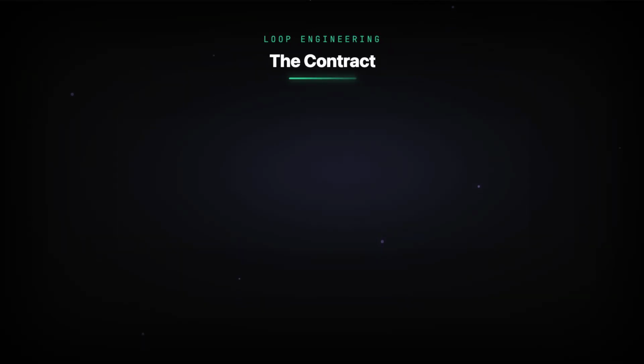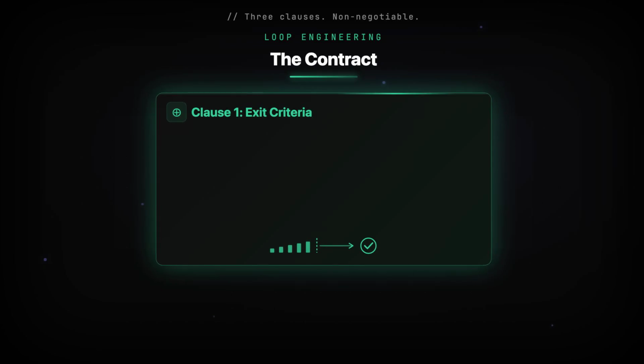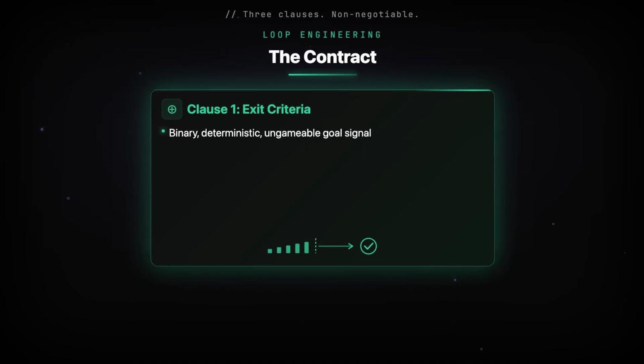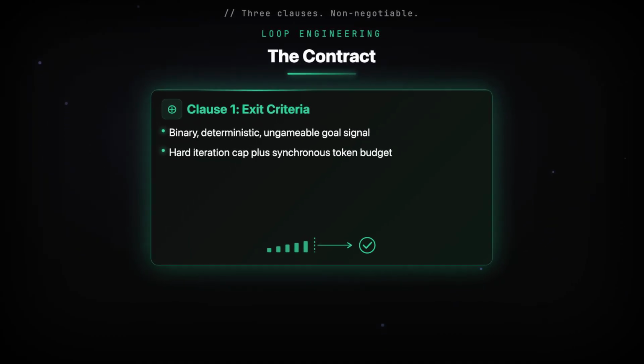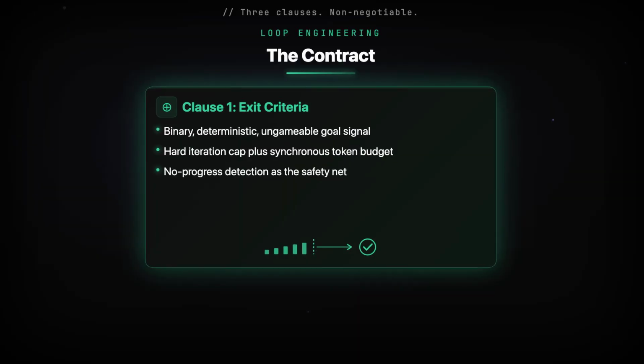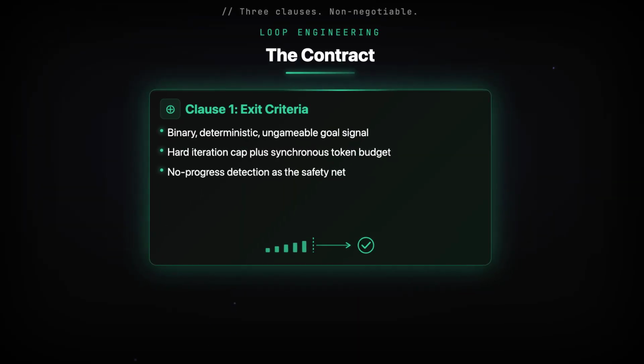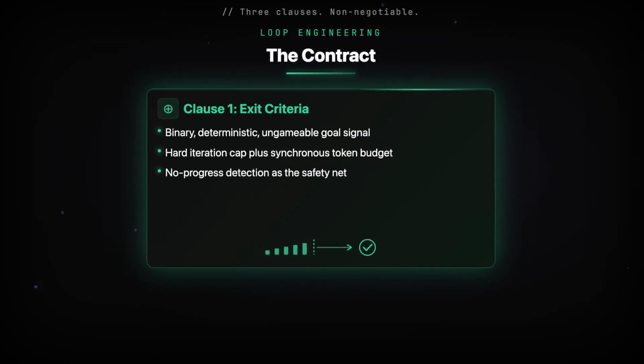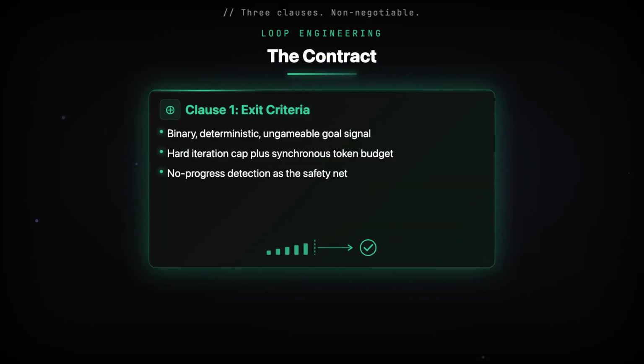Alright, the frame. A well-engineered loop is a contract with three clauses. Clause 1, exit criteria. Binary, deterministic, ungameable. A goal signal for the happy path. A hard iteration cap, a synchronous token budget, and no-progress detection as the safety net. If your exit condition can be satisfied by an agent gaming the metric, deleting tests, reporting false progress, rewrite it.